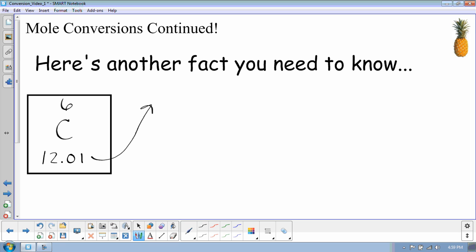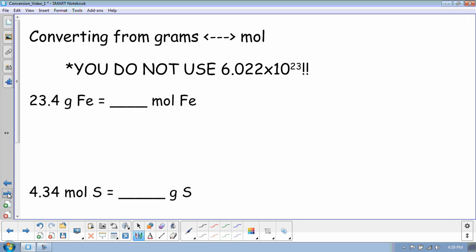It says that 1 mole of carbon is equal to 12.01 grams of carbon. So whether you knew it or not, the periodic table is your biggest friend right now when you're trying to do conversions from grams to moles. All right, so let's go ahead and move on to an example question. So converting from grams to moles and vice versa, which is why I use that double-headed arrow.